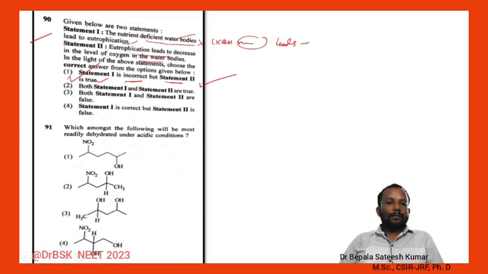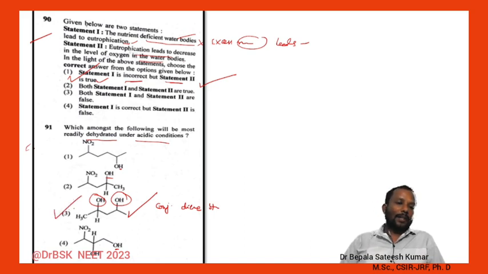Now, coming to the dehydration under acidic conditions. Here, two hydroxy groups are there. In this case, one hydroxy. Here also one hydroxy. Here also two hydroxy groups neighboring each other. So it's somewhat difficult. We will form a conjugated diene product. It is a stable product, so dehydration is most readily possible in this case. So remaining all are wrong. So option 3 is the correct one.